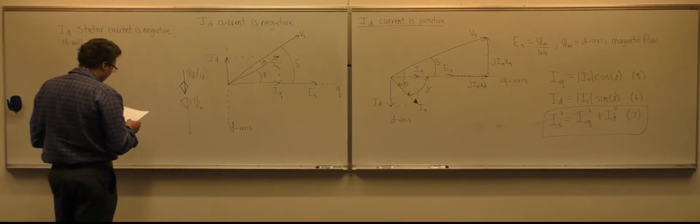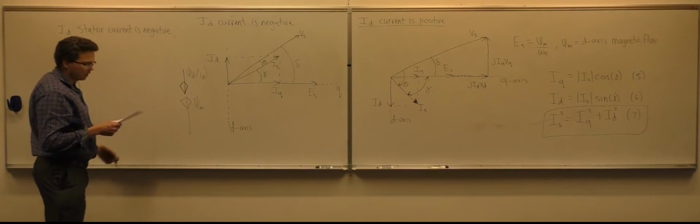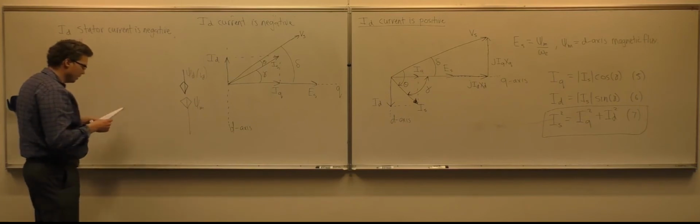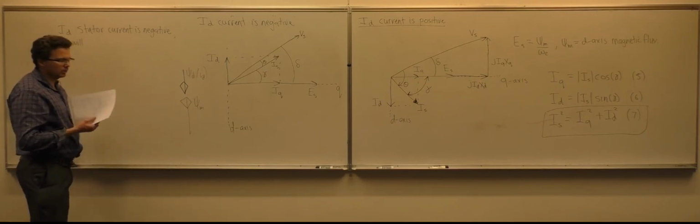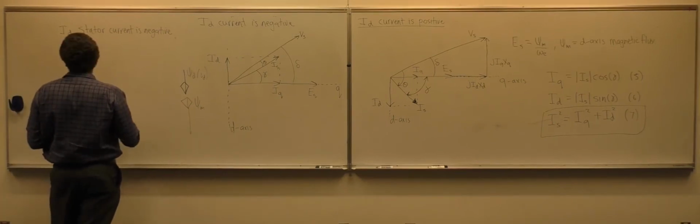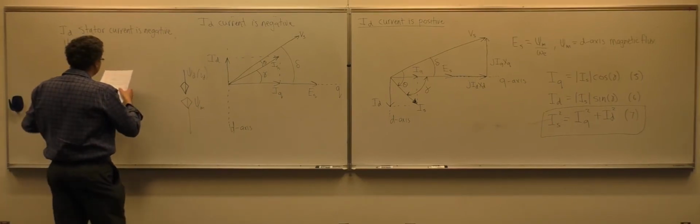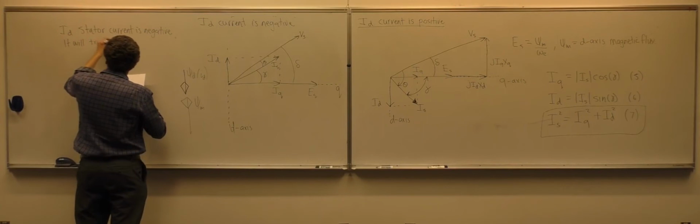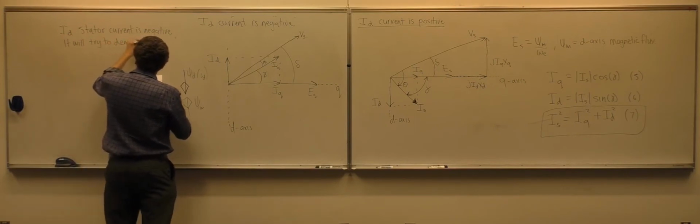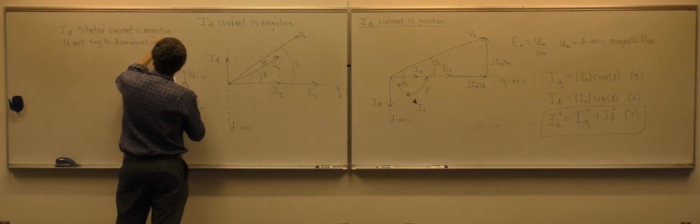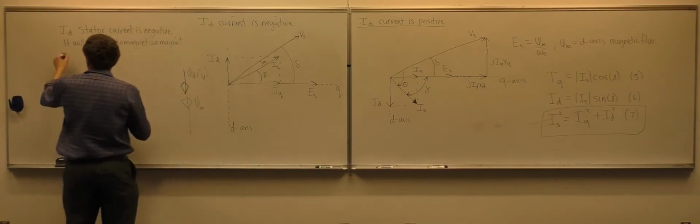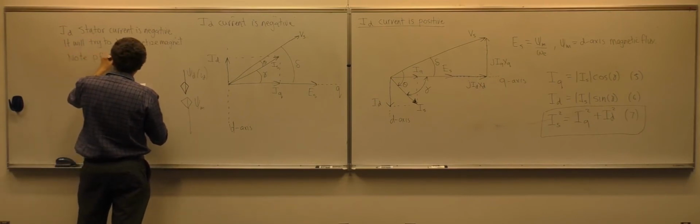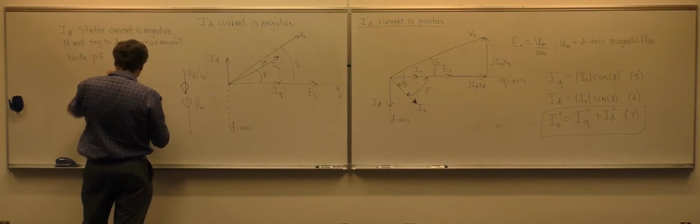So that would reduce the effect of the magnet, right? You're going to be reducing or demagnetizing the magnet. If ID stator current is negative, it will try to demagnetize the magnet, and then note the power factor will be delta minus gamma.